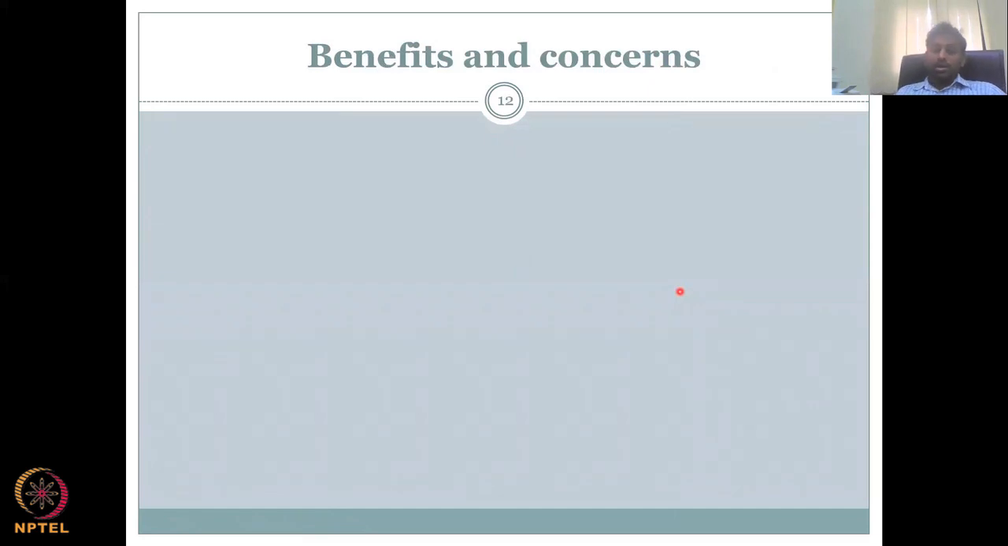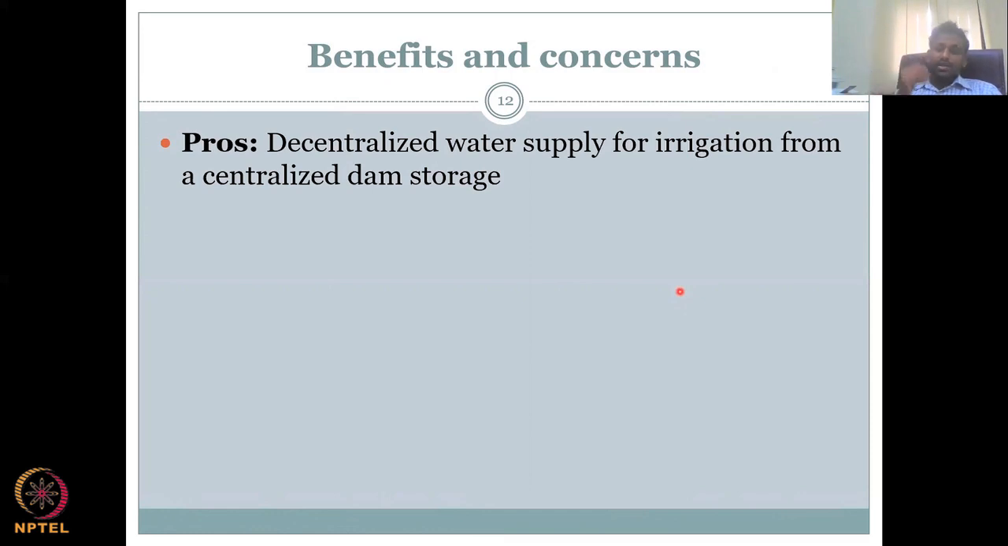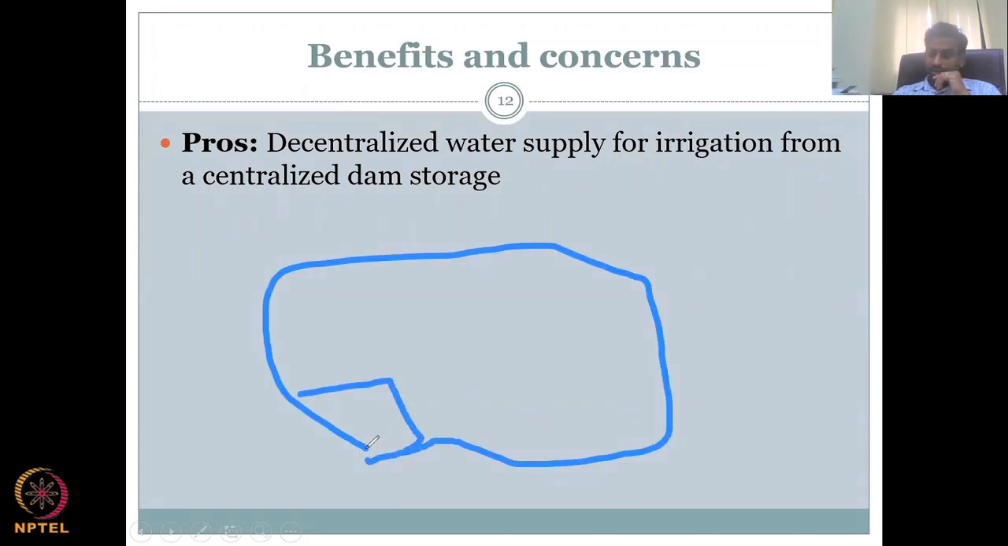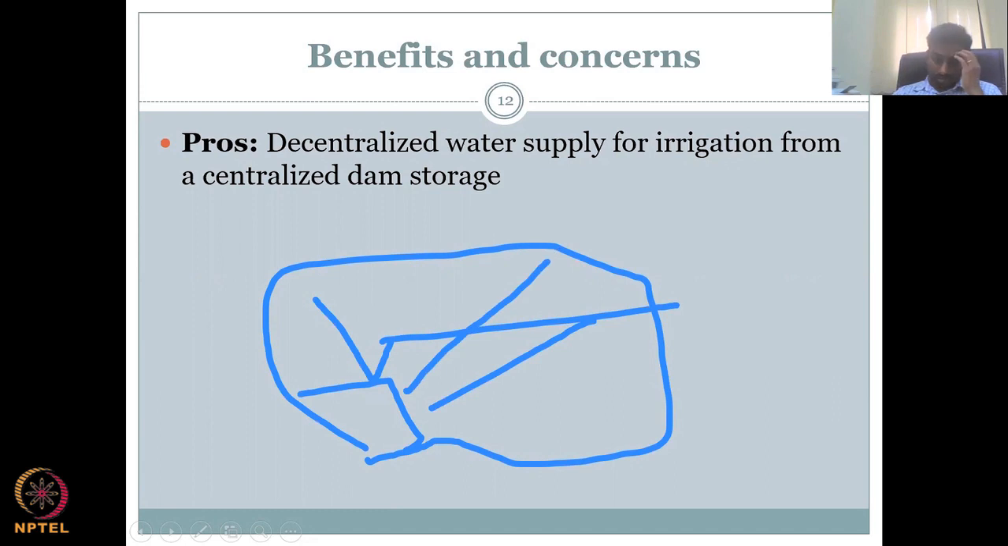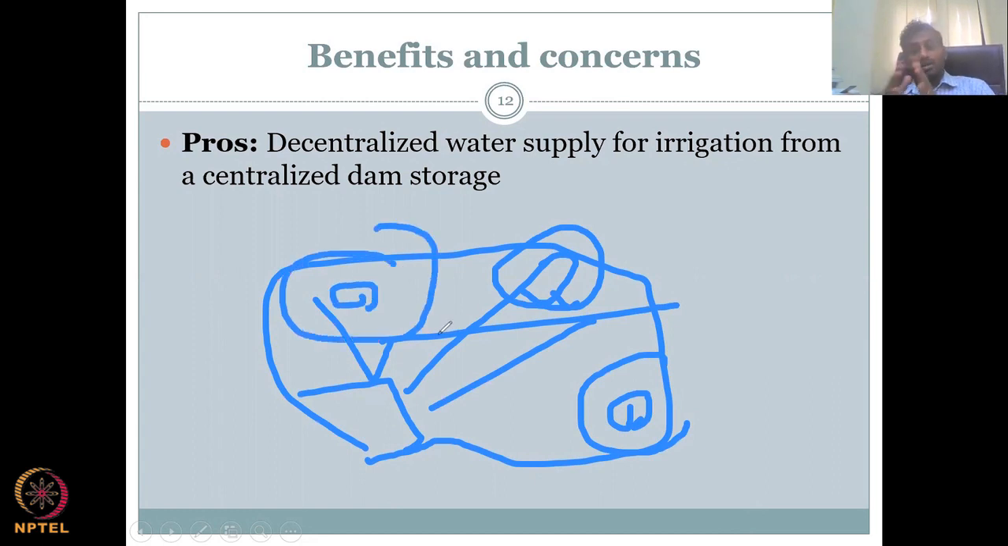So let's look at the pros and cons of these centralized large infrastructures for rural water management. The pros are decentralized water supply for irrigation from a centralized dam storage. What does centralized mean? Okay, so you have a village, and the village has a dam here, for example. This is a centralized location which supplies water to the entire village through canals. Whereas a decentralized system would be a small check dam which gives water to this village, a small check dam which gives water to this village, a small check dam giving water to this village. So there are differences between decentralized and centralized systems.